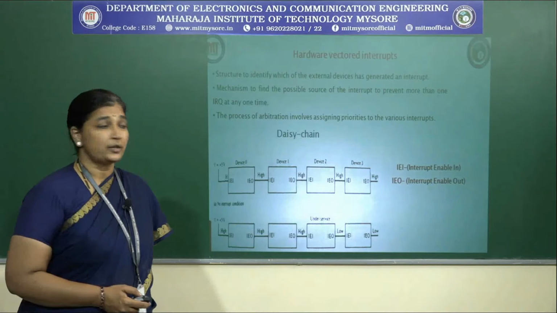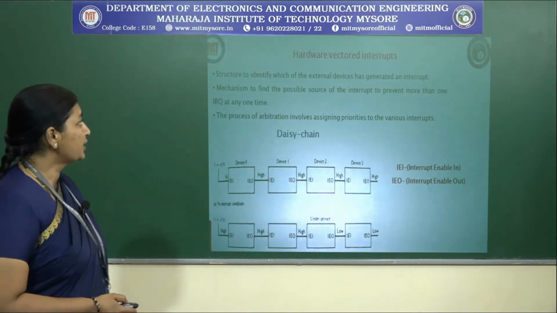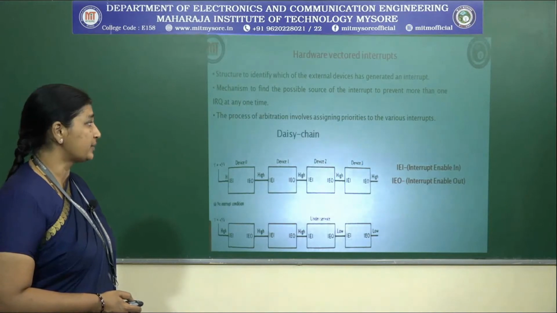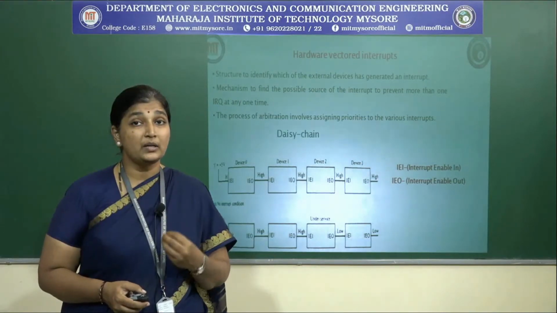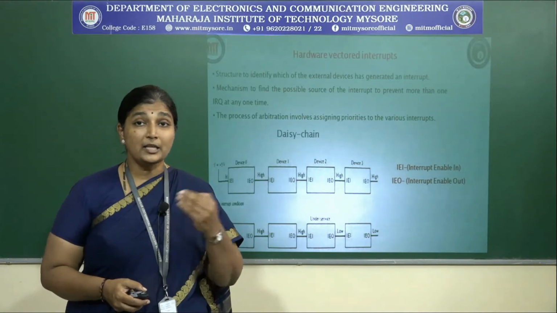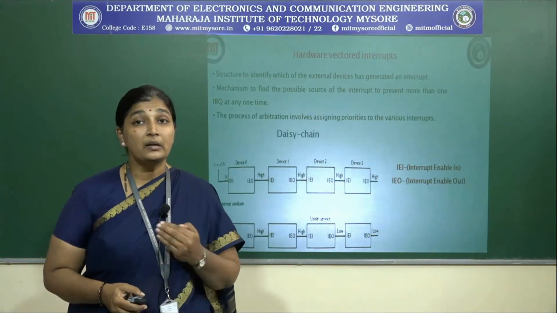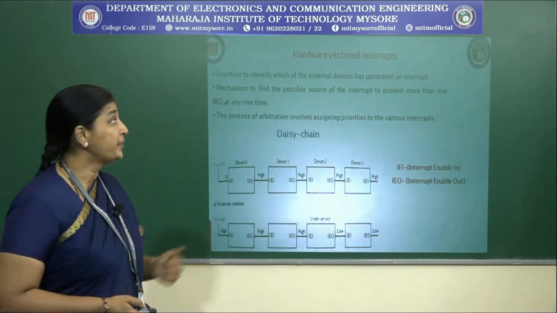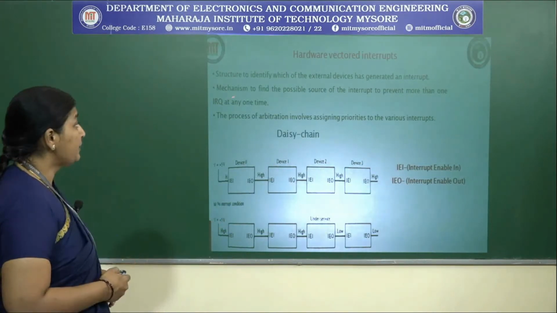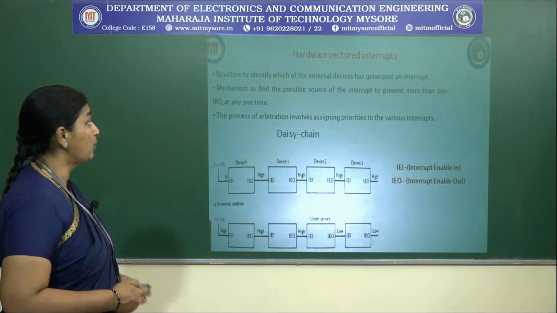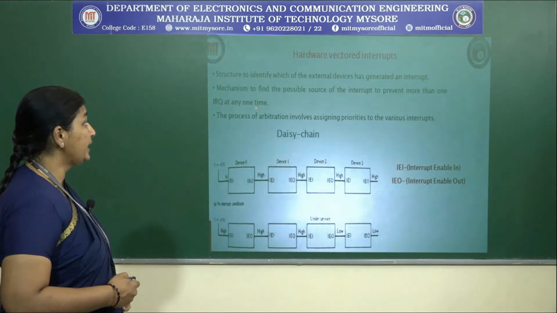Hardware vectored interrupts: a structure to identify which of the external devices has generated an interrupt. So how does the CPU understand which is the highest priority or the lowest priority interrupt that needs to be handled? Let us understand that in vectored interrupts: a mechanism to find the possible source of interrupt to prevent more than one IRQ at any one time.